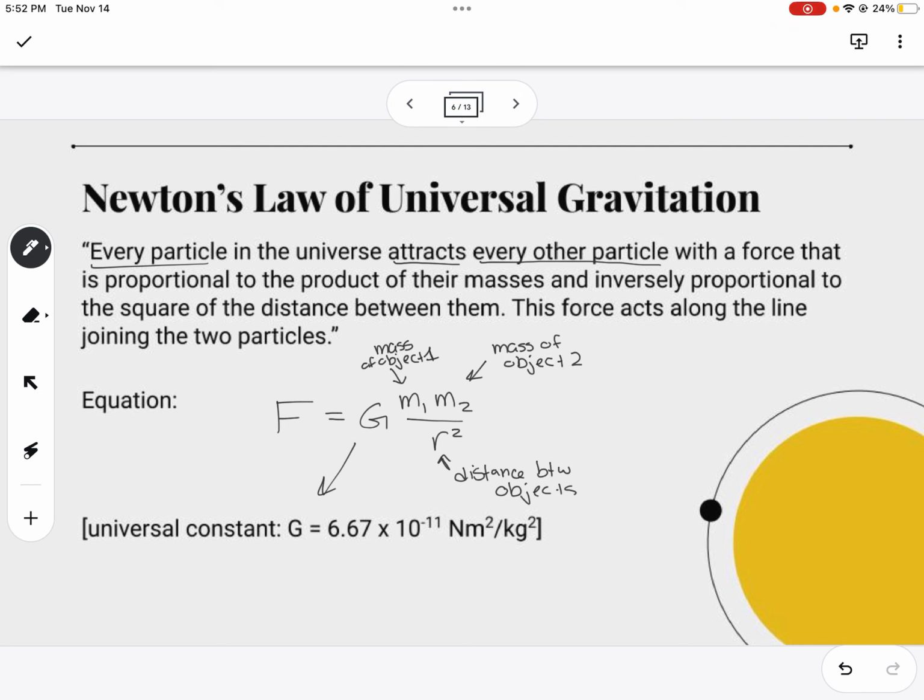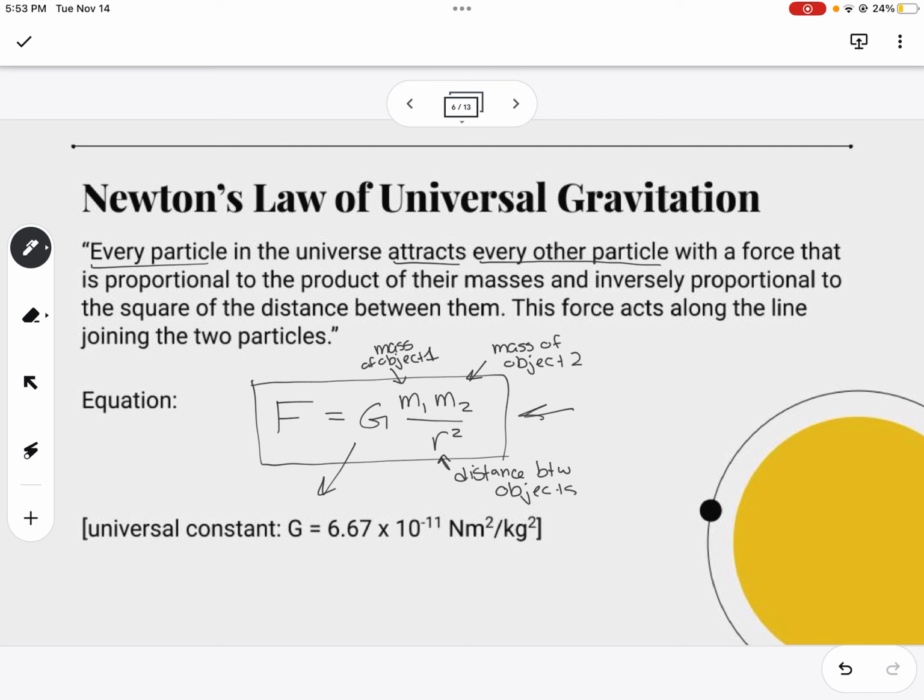G is your constant. And seriously, pause here. Well, don't pause. Keep on listening to me. Every particle in the universe attracts every other particle with a force that follows this law. Is that not so cool and amazing? Every particle. So we're talking planets. Every planet attracts every other planet with a force that follows this law. That's so cool. Every single particle. We're talking on the atomic level, tiny little atoms. We're talking about people. Every person in the universe attracts every other particle in the universe.